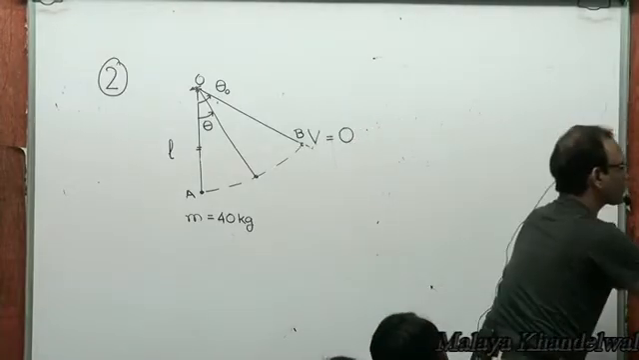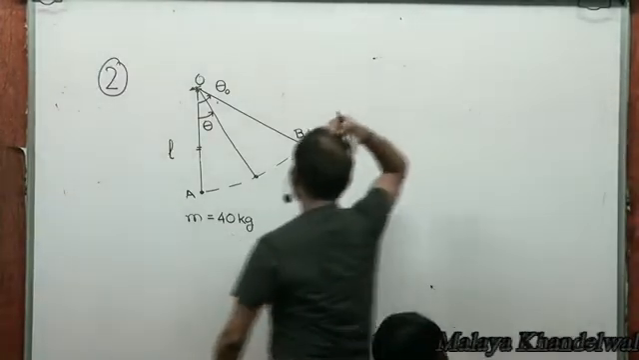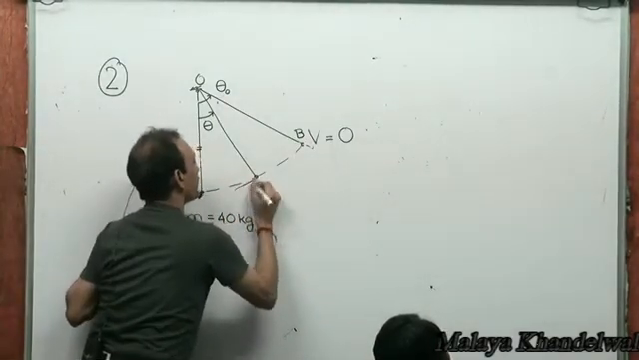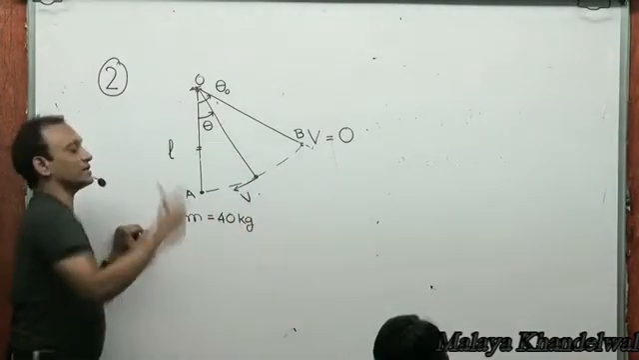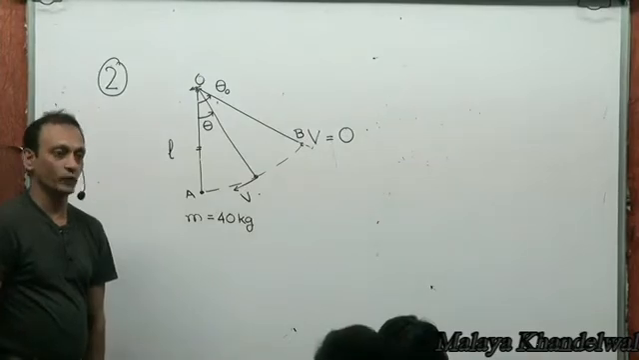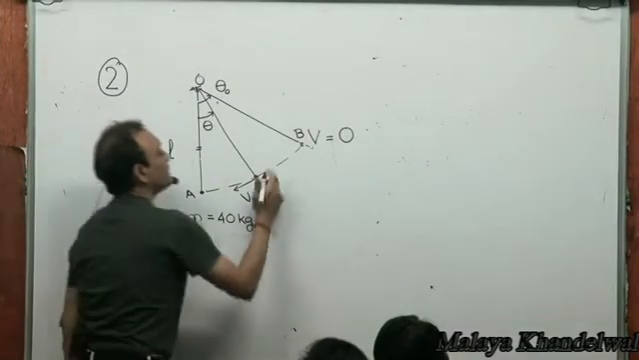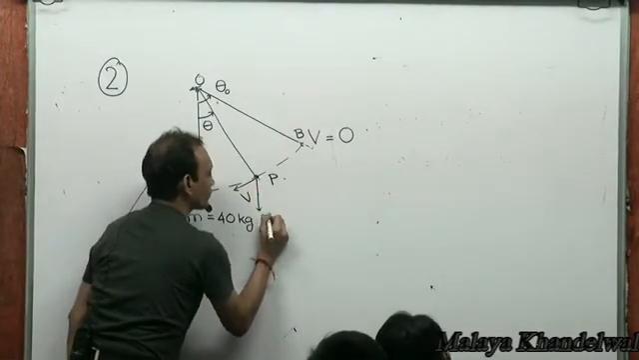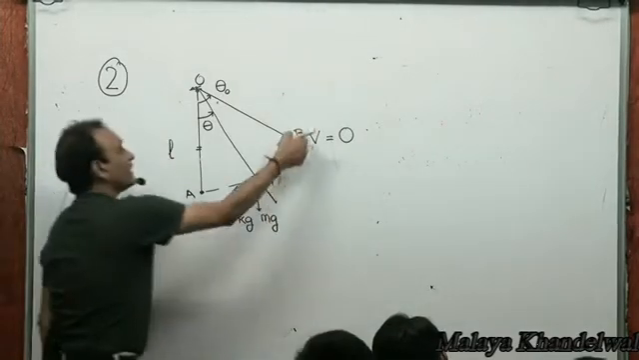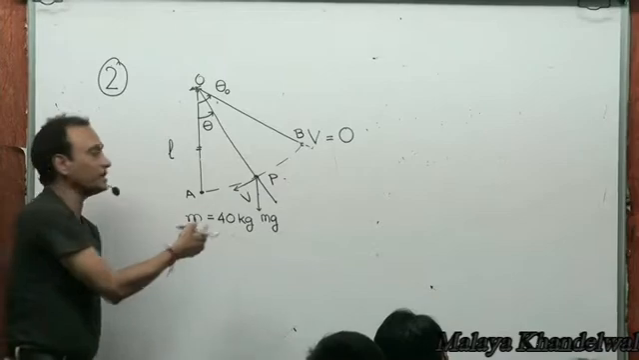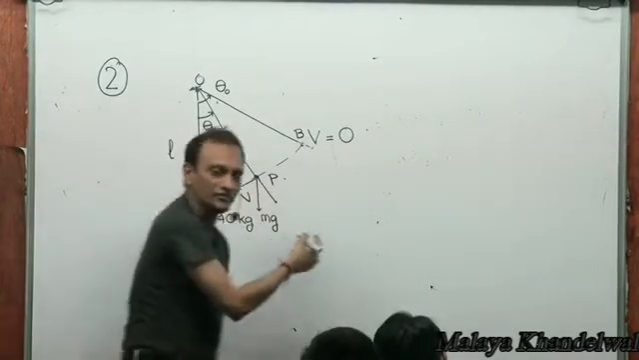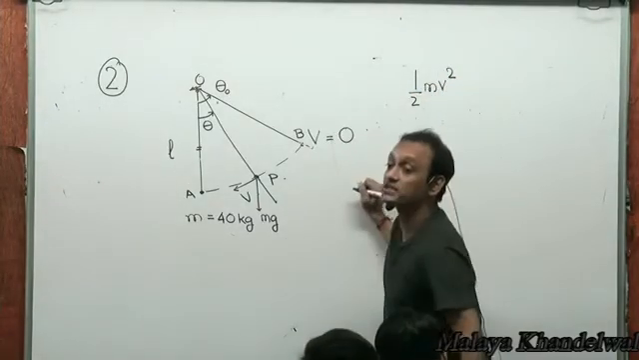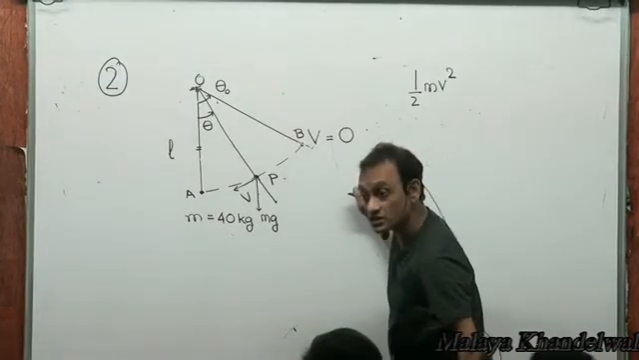Okay. Very simple. While going from B back to A, it would have acquired a velocity v at this theta, right? That means between B and this position P, it gains kinetic energy. How much kinetic energy does it gain? Half m v squared. Why? Because it has lost potential energy.